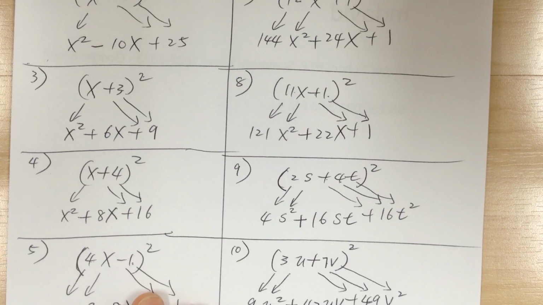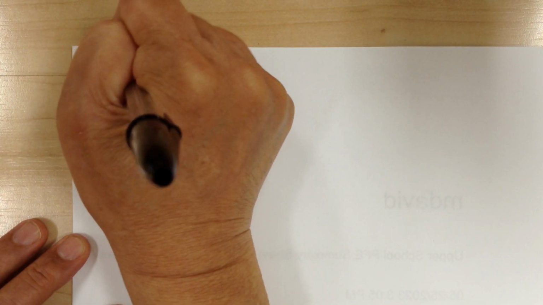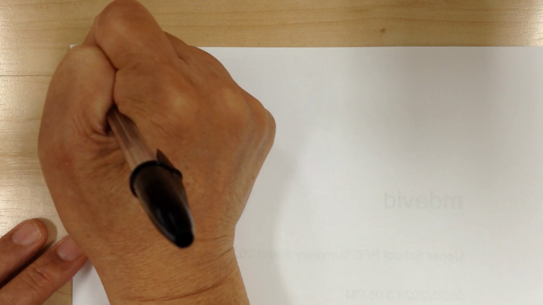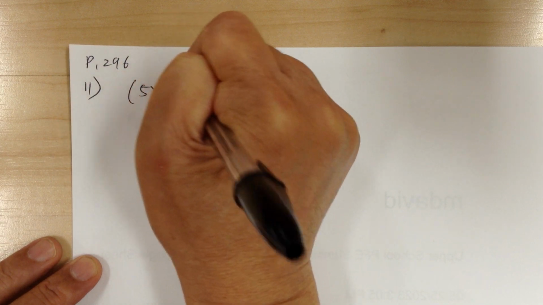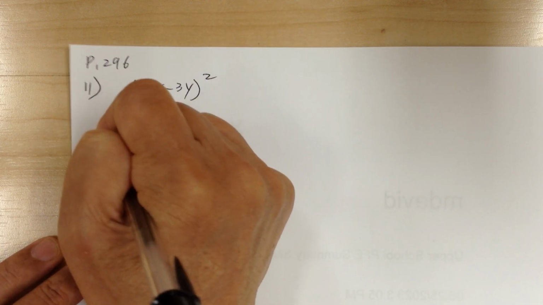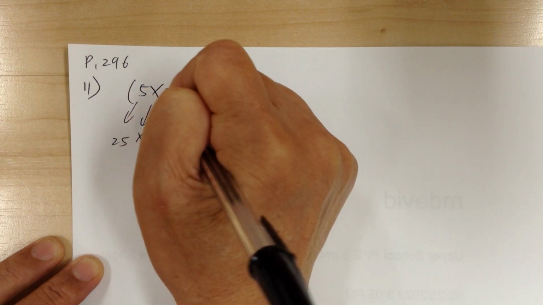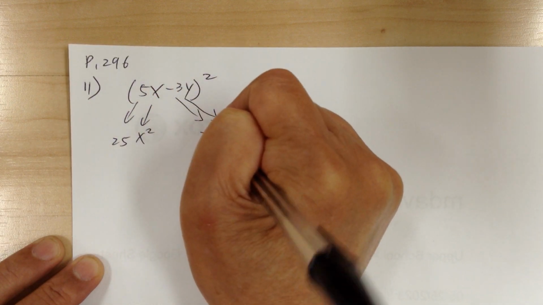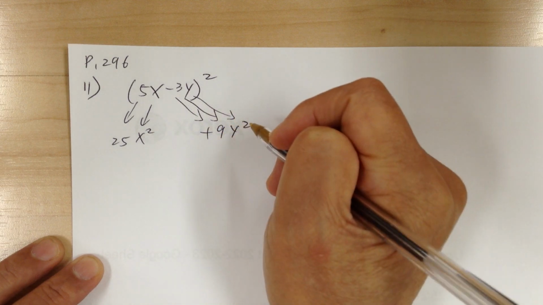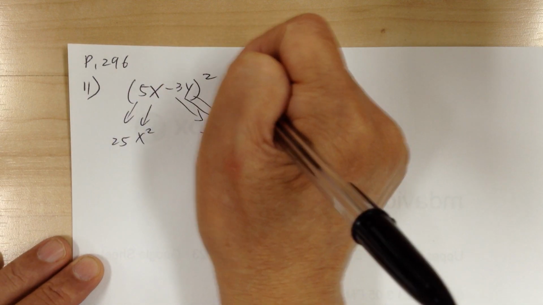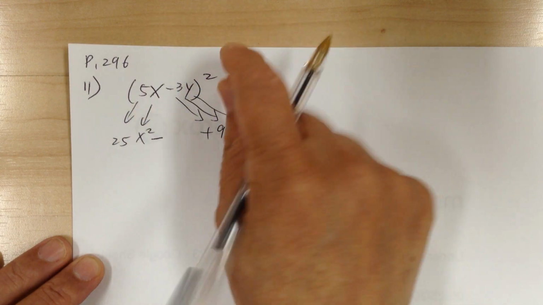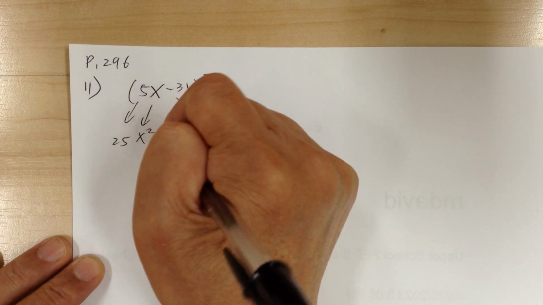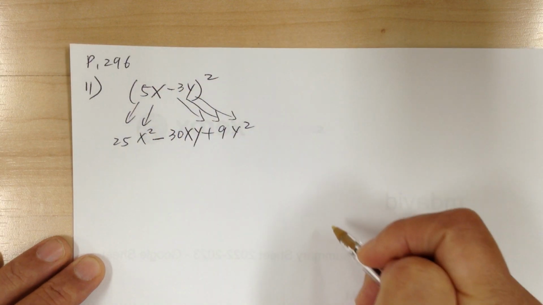Okay, let's go to the next one. Number 11. 5x minus 3y squared. So square that, you get 25, square that, you get x squared, square that, you get plus, square that, you get 9, square that, you get y squared. The middle term, I can multiply everything together. The sign is going to be minus. The number 2 times 5 is 10, times 3 is 30, and the alphabet would be x, y.